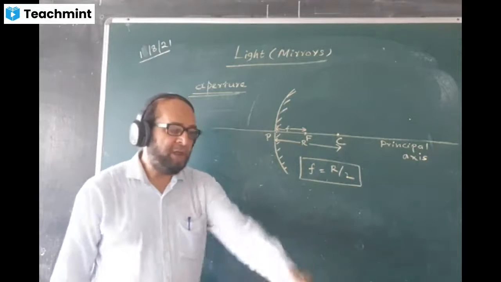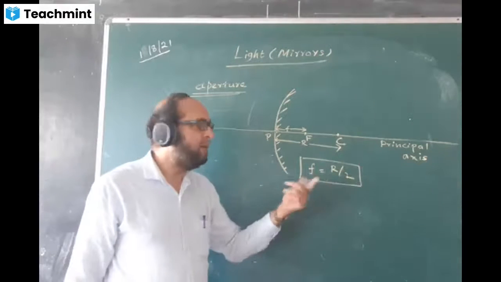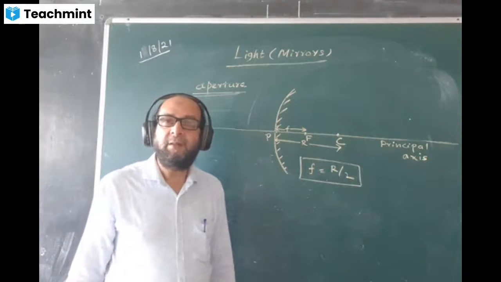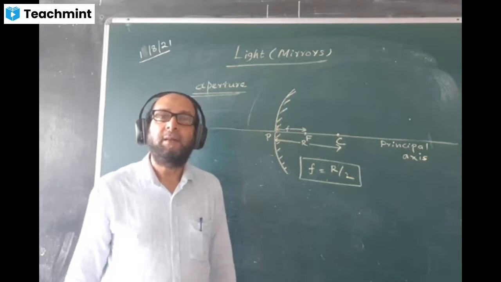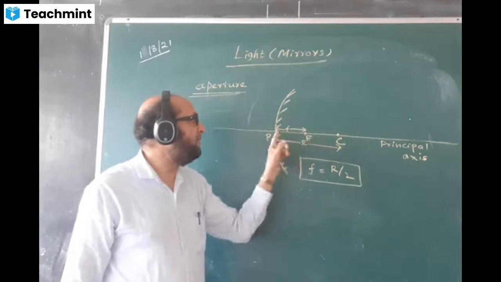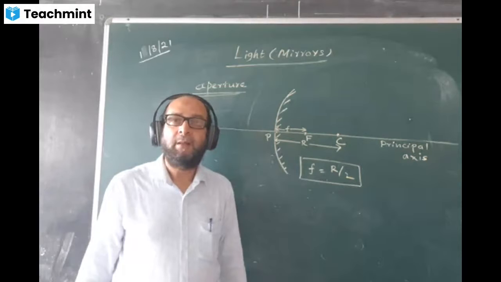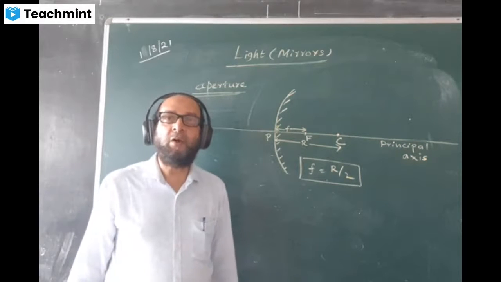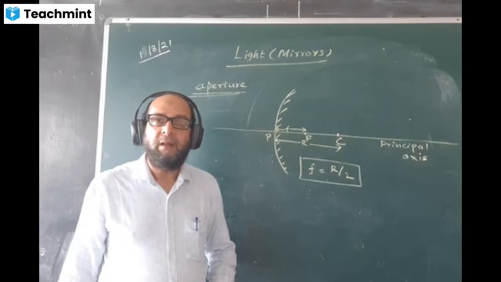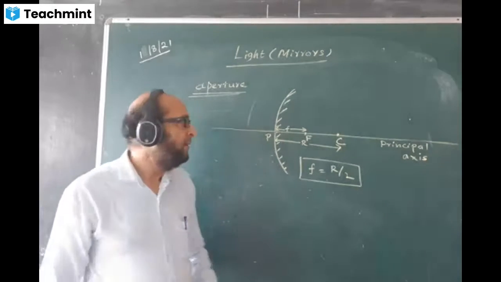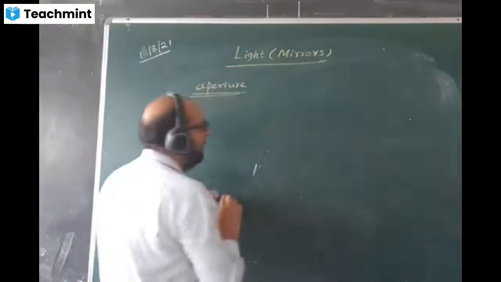If the radius of curvature is 30, what is the focal length? 30 by 2, that is 15 centimeters. Now, if the focal length is 10, how much is the radius of curvature? 20. The radius of curvature is always double the focal length, or the focal length is half of the radius of curvature. Have you understood?